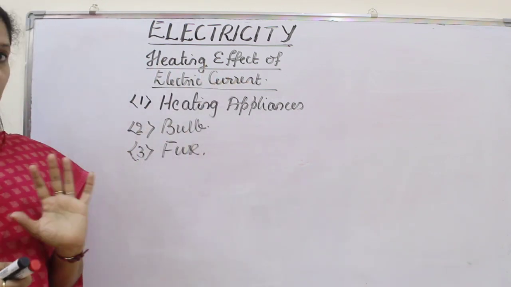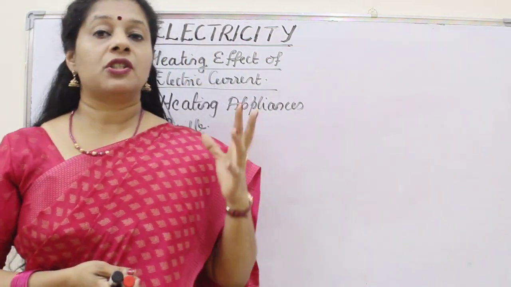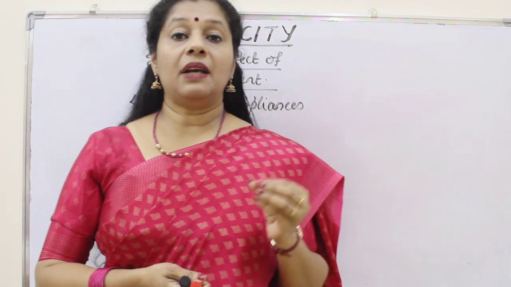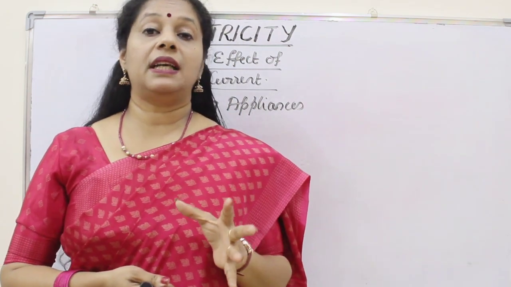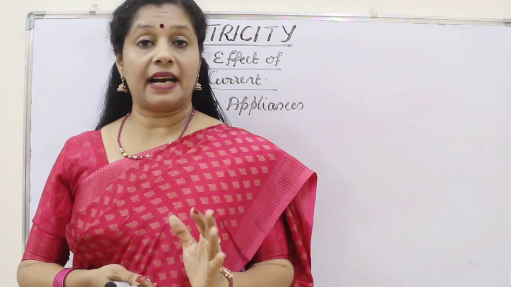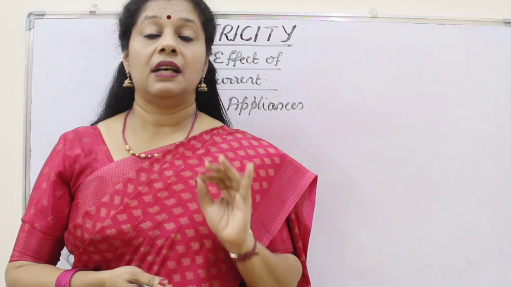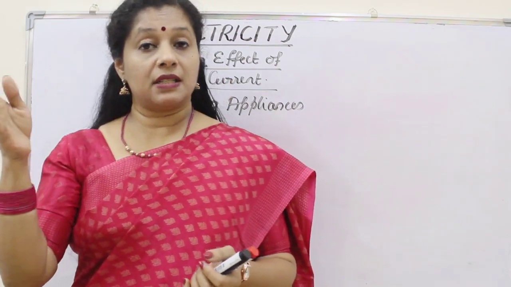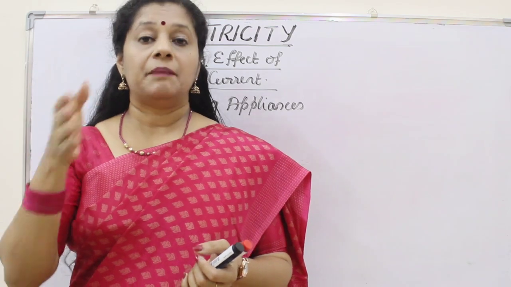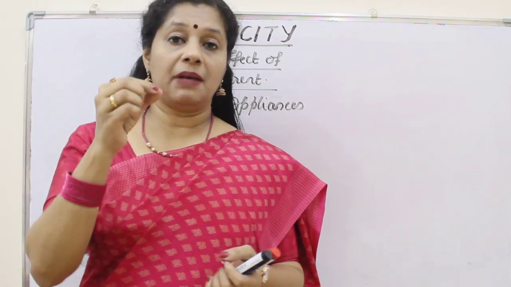Then last is fuse. About fuse we have discussed in the magnetism chapter in detail. A fuse is something which can prevent the undue flow of electricity, thereby protecting our gadgets and avoiding all the hazards associated with electrical power. Here, when undue current comes into a circuit, the fuse wire will melt. So we are using a suitable material.